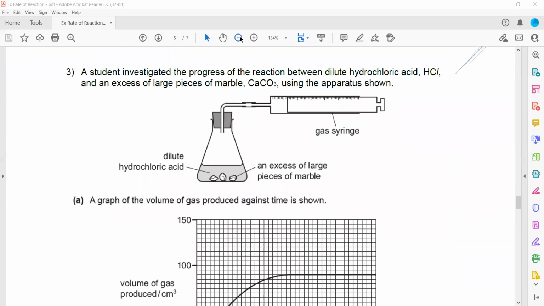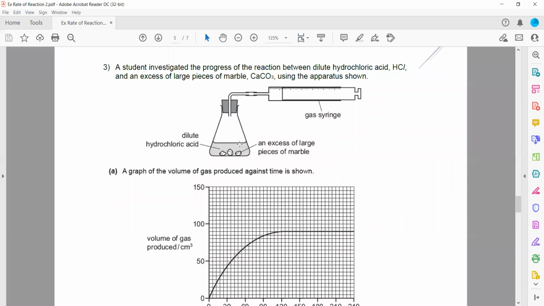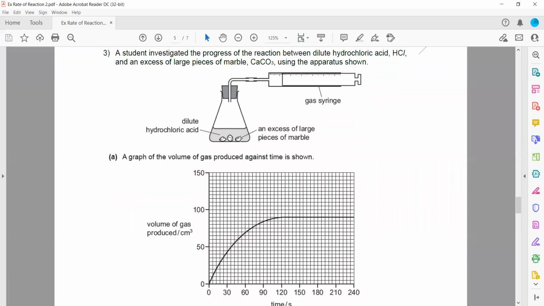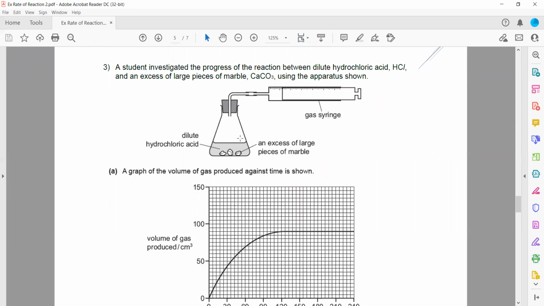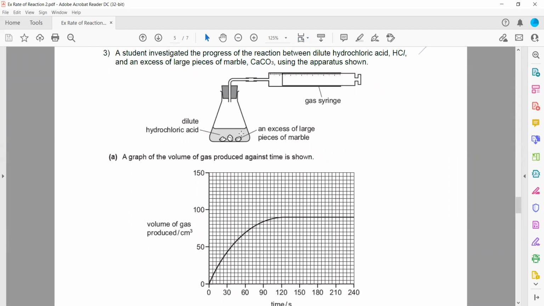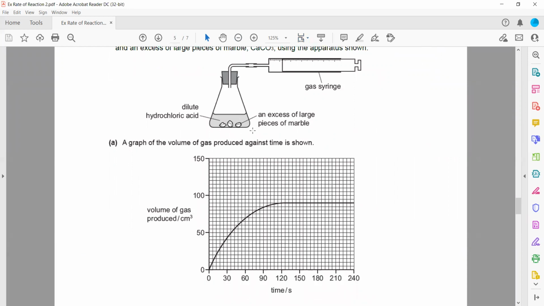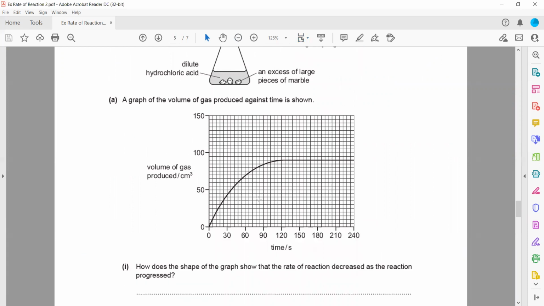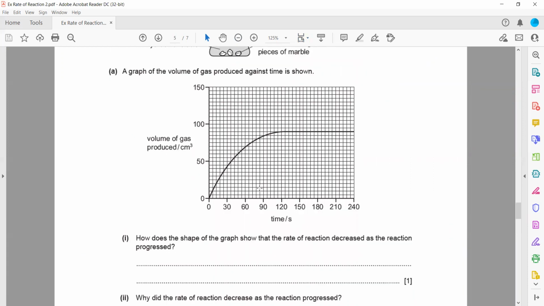In question 3, a student investigated the progress of the reaction between dilute hydrochloric acid and excess of large pieces of calcium carbonate. So he's using large pieces of calcium carbonate. This is a graph which is plotted. How does the shape of the graph show that the rate decreases as the reaction progresses? As the reaction progresses, the rate of the reaction is decreasing.